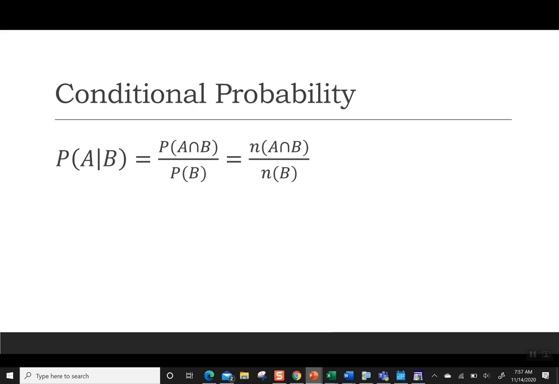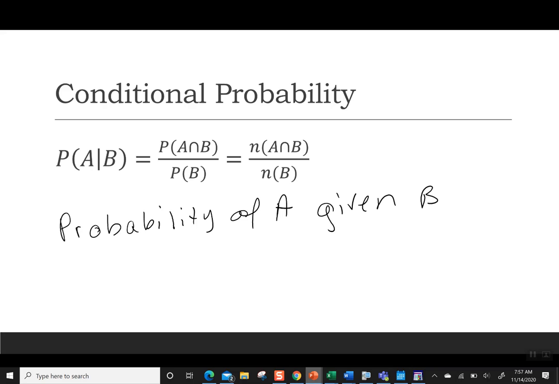Here's the formal definition, really, is the probability of A given B, and that's how I write this, or read this. This is the probability of an event A occurring given B already happened, so I'm telling you something ahead of time. So we can look at it 2 ways, and we'll do both of these calculations. We can do it as the probability of A and B over the probability of B. We can also do it as the number of A and B over the number in B.